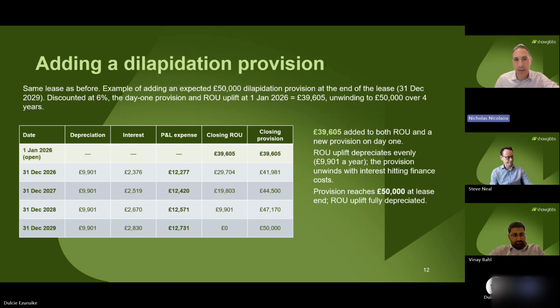Once you know what the expected dilapidation provision could be, you apply the same discounting rate as you established in your lease calculation, and you recognise a provision which you release over the remaining period of your lease.